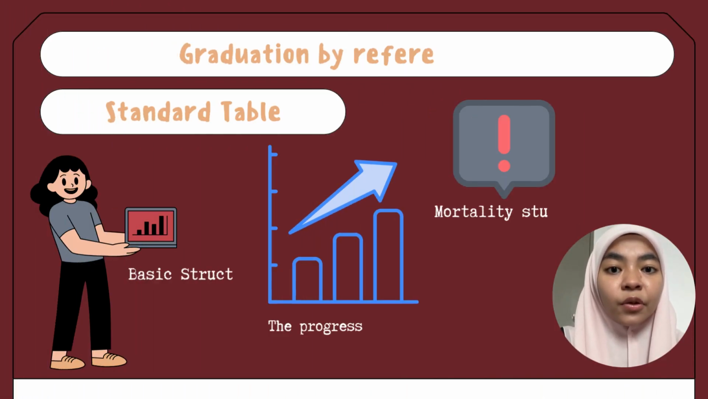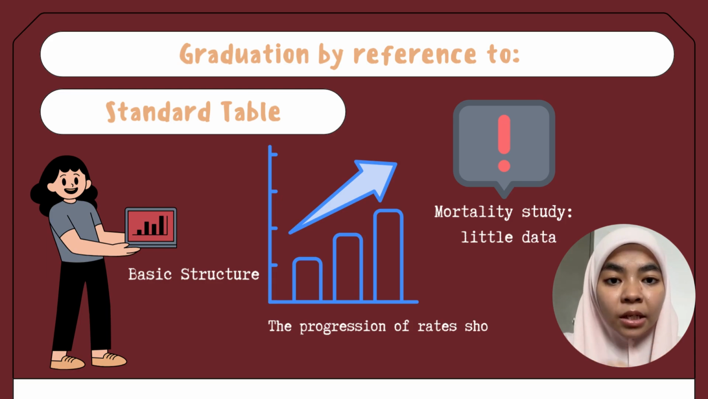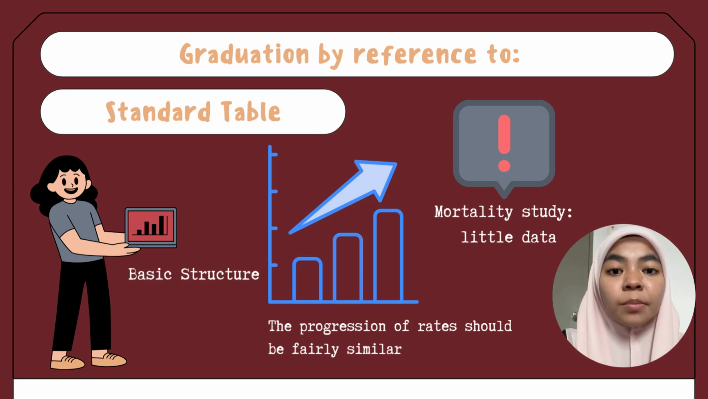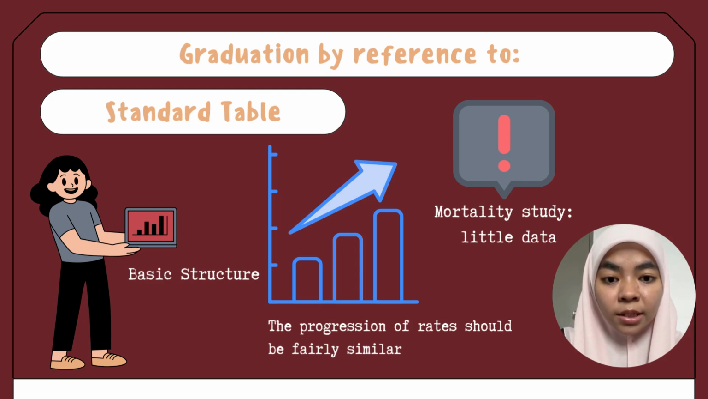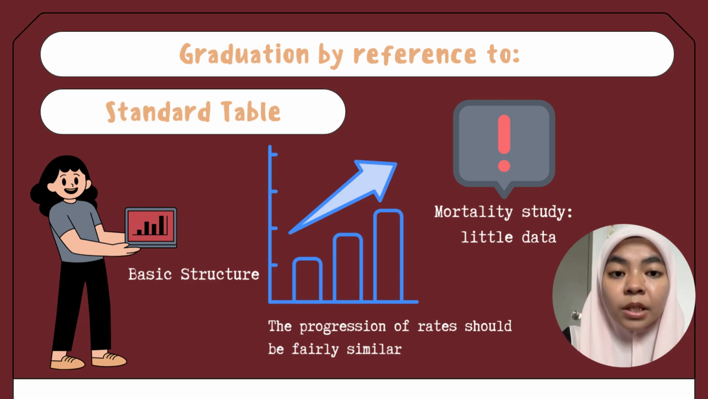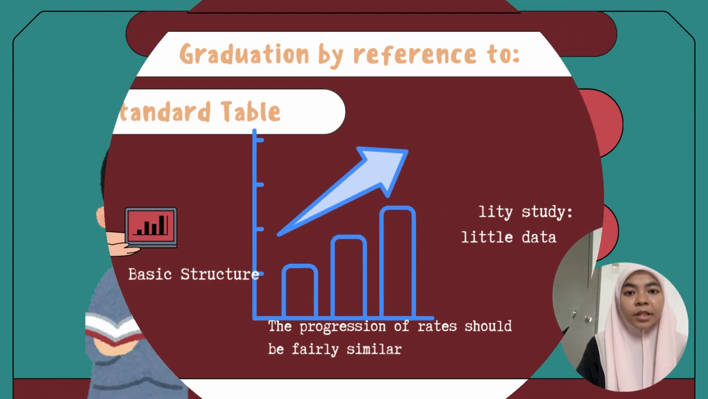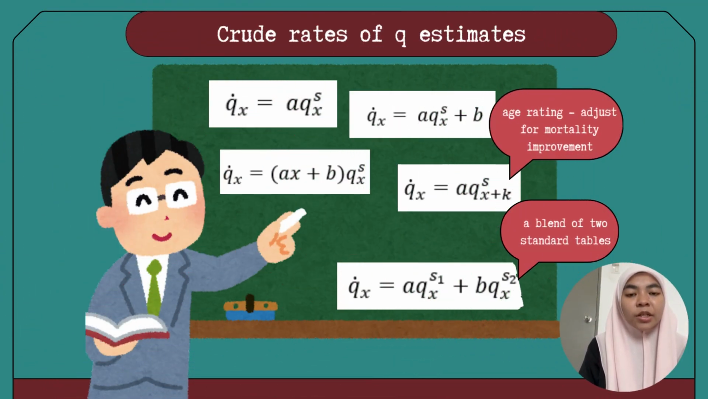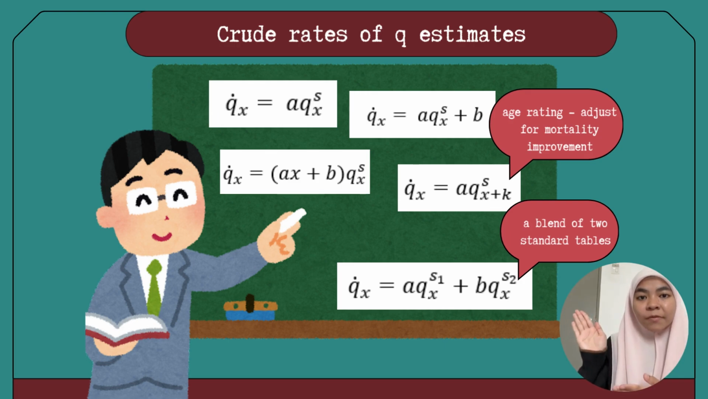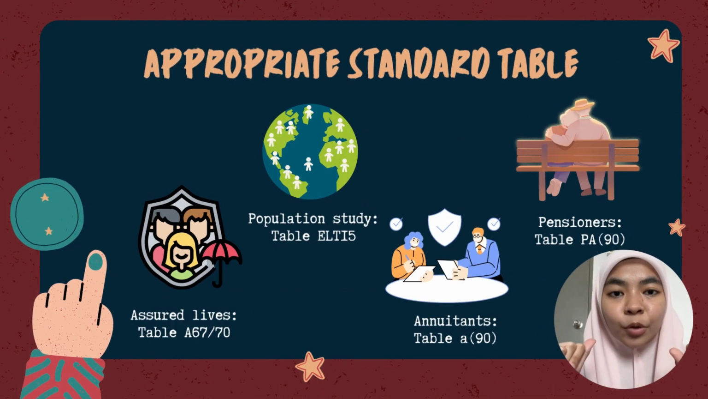When you don't have enough data for your group, you can still estimate their death rate by using a standard table as a guide. A standard table imposes a basic structure on our new graduation. However, the level of mortality rate might be different, but the progression of rate should be fairly similar. The crude rates of q estimate are graduated by attempting to find a simple formula relating our new data to the standard table mortality rate, denoted by q_x and mu_x. These are the possible functions that can be used.